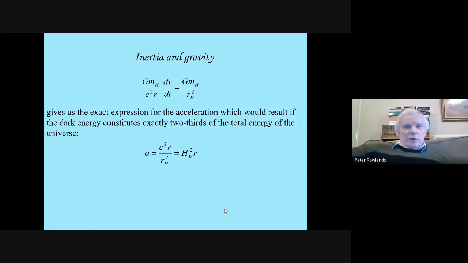And if we look at that and we do a couple of bits of cancellation, we find it's exactly the expression for the acceleration which would result if the dark energy constitutes exactly 2/3 of the total energy of the universe.